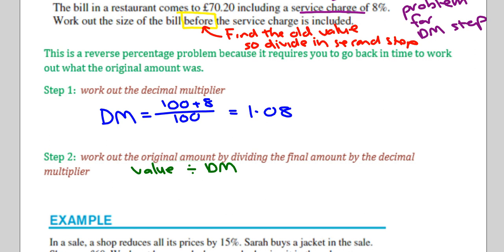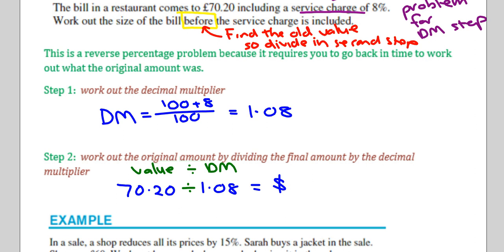So what did you say, Xavier? It's 70.20 divided by 1.08, and it gives you $65. Where'd you get 70.20 from? It's in the question. The bill at the restaurant. Yeah, that's right. So we're told what the new value was, the final value, and we work out what the old value was by dividing.